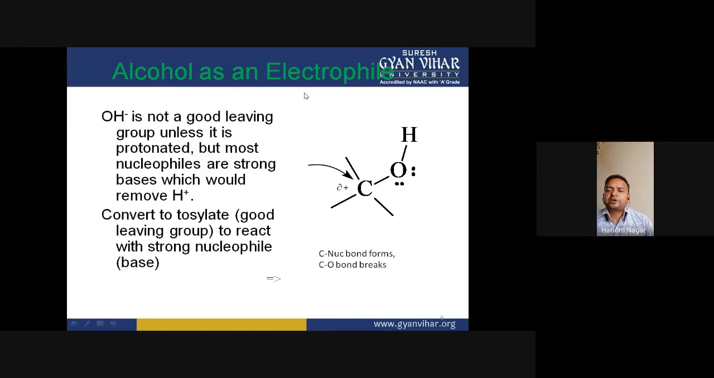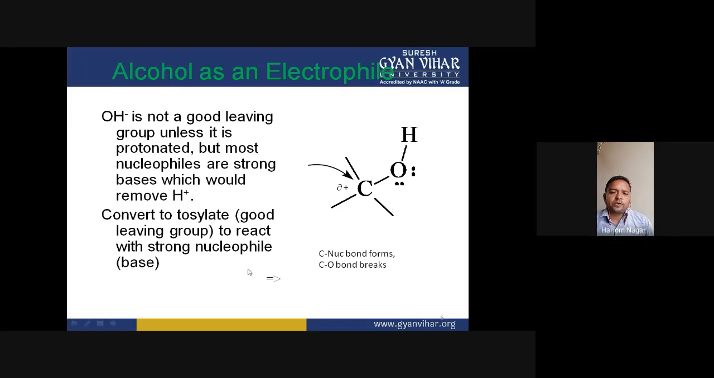Now, alcohol as an electrophile. In the previous reaction, alcohol was acting as a nucleophile. Now it is acting as an electrophile. So which compound acts as an electrophile? The compound which has less electron density around it.